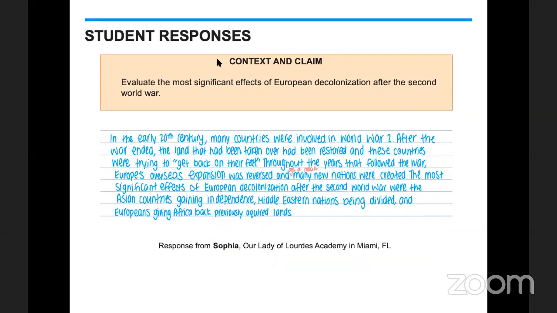Next slide. This is from Sophia of Our Lady of Lourdes Academy in Miami, Florida. And by the way, Katie, she had written a nice long note saying that her school, or where she lives, is very close to Coral Gables.